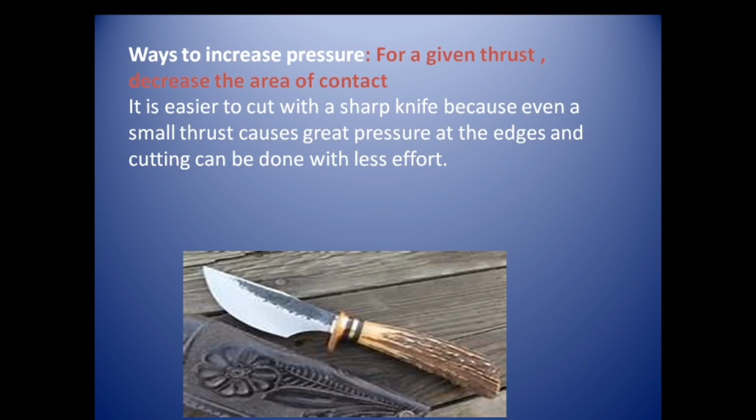Now ways to increase pressure. For a given thrust, if we decrease the area of contact, the pressure will increase. For example, it is easier to cut with a sharp knife because sharp knife has very thin edge. So large pressure can be created on the object when thrust acts on a small area. So the object can be cut with less effort.